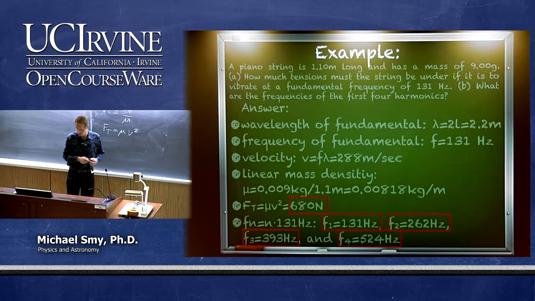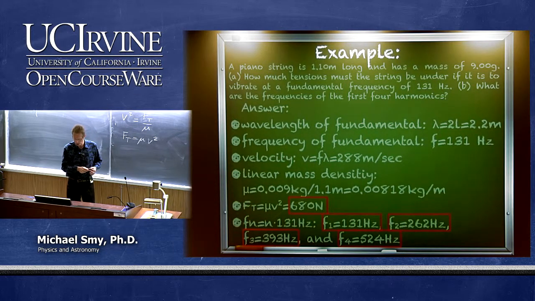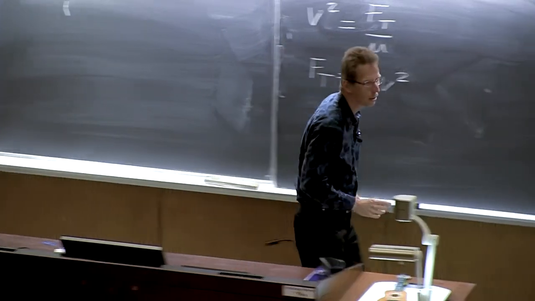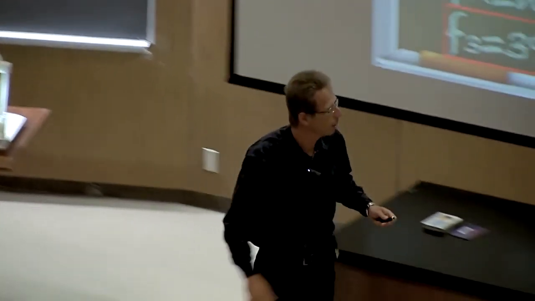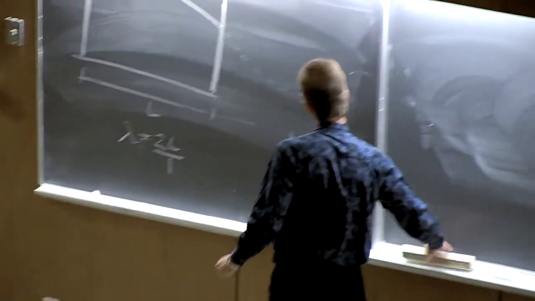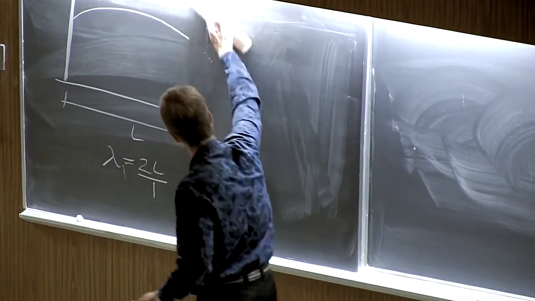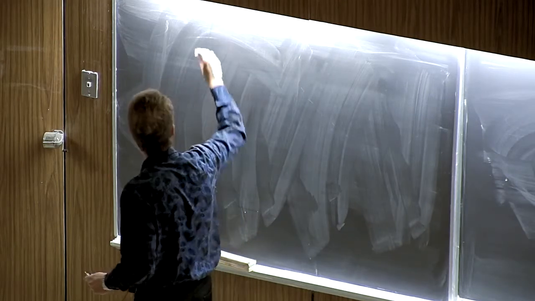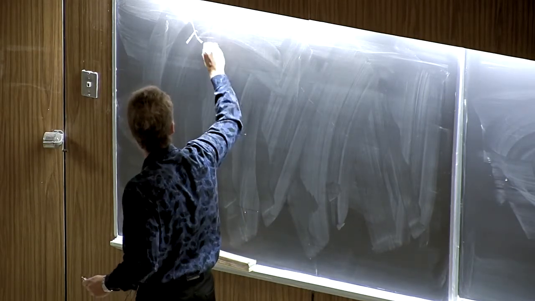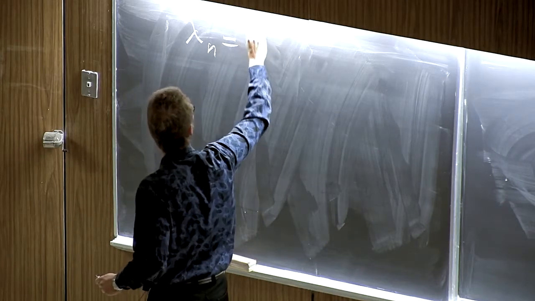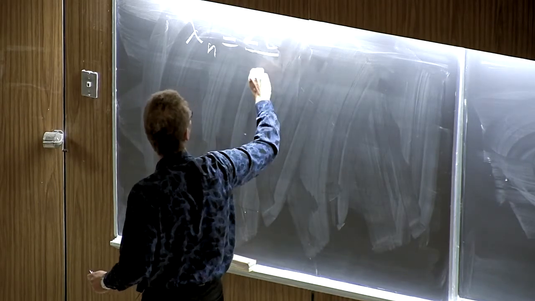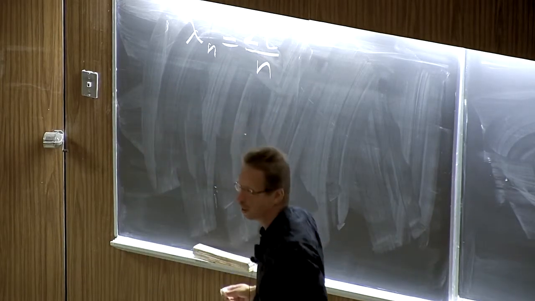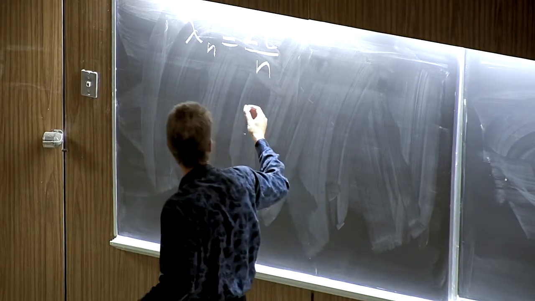So now to the B part of the problem: what are the frequencies of the first 4 harmonics? To do that, we first observe that we had our formula for the wavelengths for the harmonics. We now need to express that in terms of frequencies. So we know that the wavelength of the nth harmonic is twice the length of the rope divided by the order of the harmonic.